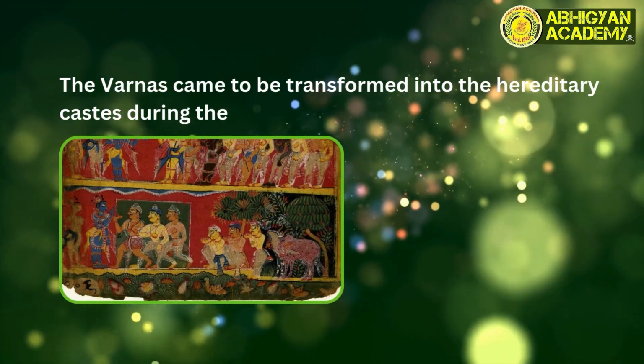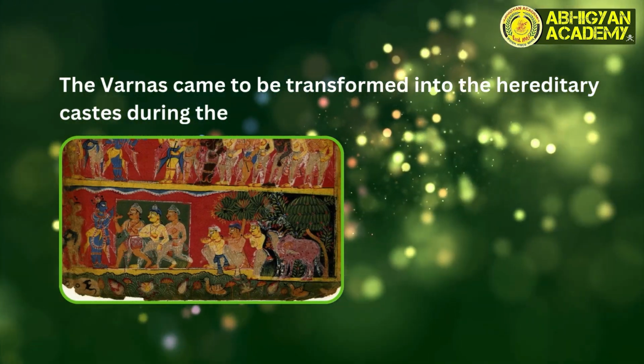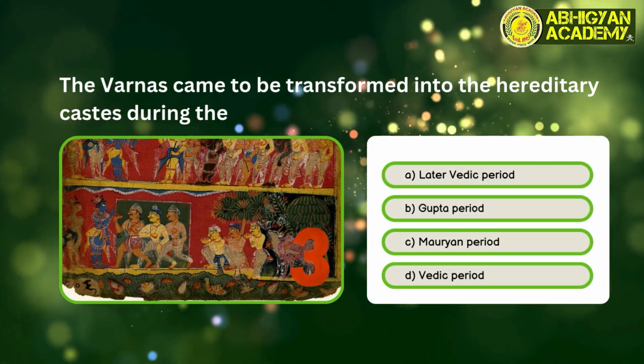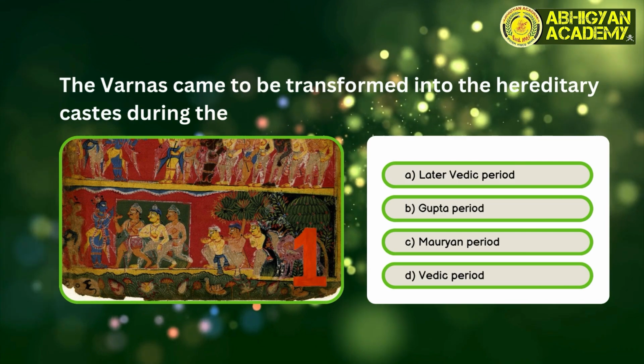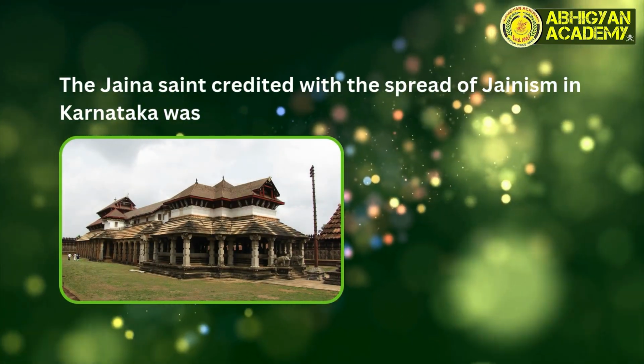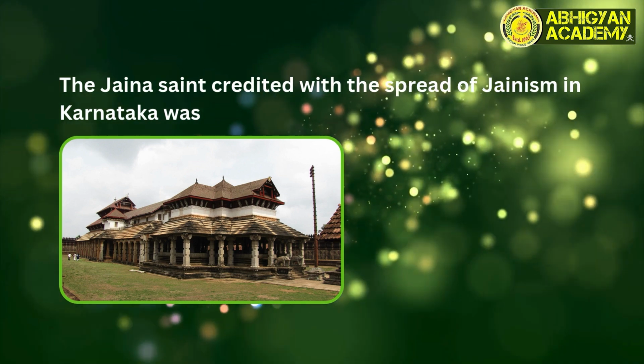The Varnas came to be transformed into the hereditary castes during the. The Jain saint credited with the spread of Jainism in Karnataka was.